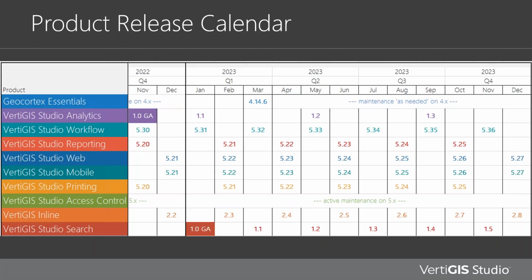And last but certainly not least, I thought I'd give you an update on the product release calendar. No big surprises here. I don't think for most of you. What you are seeing is a pretty standard pattern. So things like reporting and printing and web and mobile are kind of an every 2 months pattern. That's going to continue throughout next year. So what should I draw attention to? Well, you can see VertiGIS Studio Search intended for a 1.0 GA in January. We spoke to that. You can see the 1.0 version of analytics up top there, November.